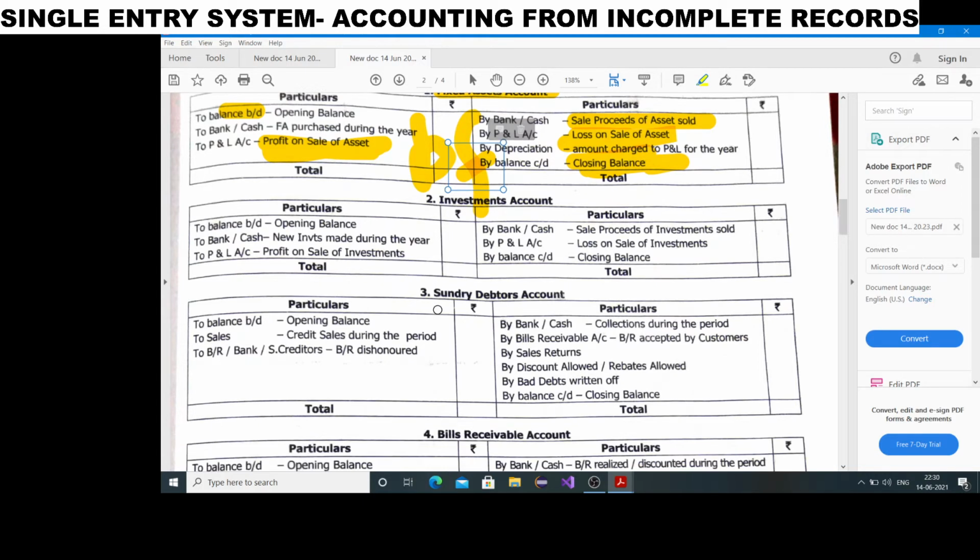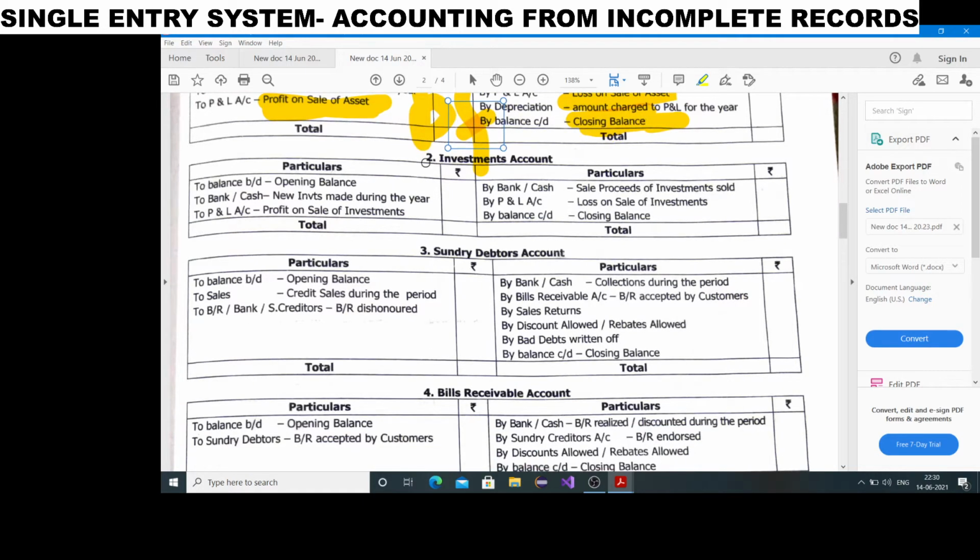Next comes the investments account. Investments account is the same thing. This is also an asset for an enterprise. You have opening balance, you have closing balance. If you don't have a closing balance, you will be given in the question, if the investments are sold, at what price it is sold and what was the value of the investments. It will be given the historical value, and you have to find from the amount received on sales and the value which was last recorded in the balance sheet.